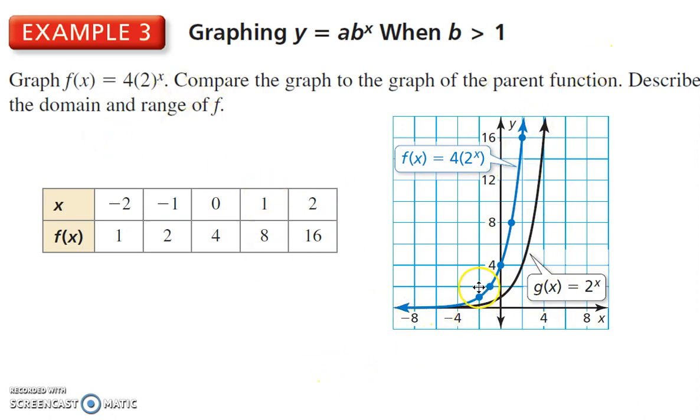The domain, x values, it keeps going, it comes from the left, keeps going to the right, so the domain is all real numbers, and the range is again greater than 0.